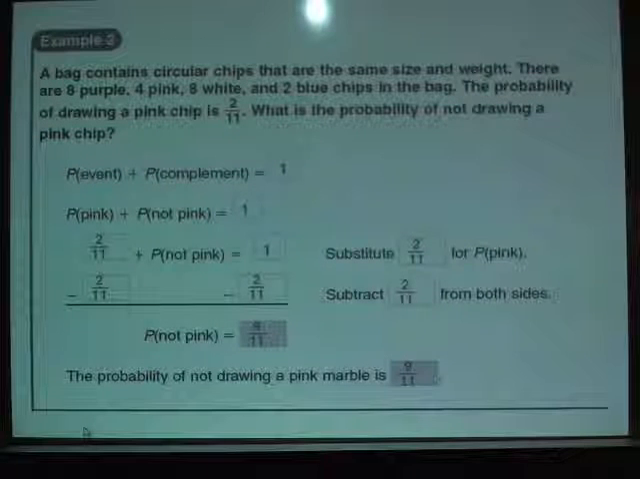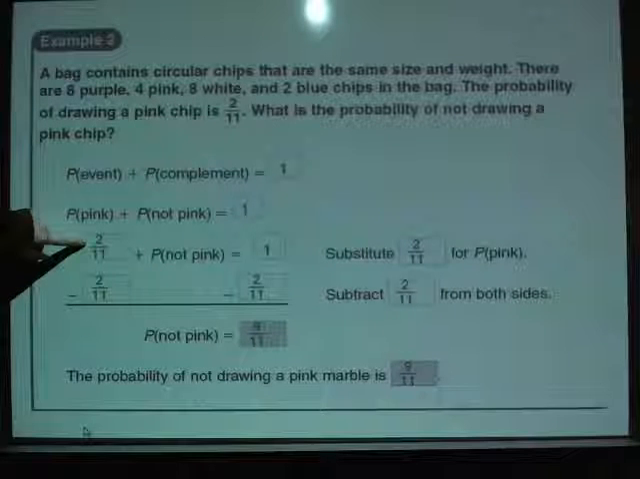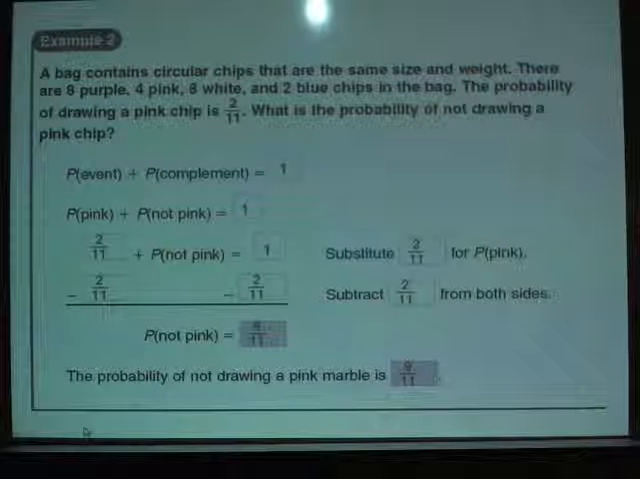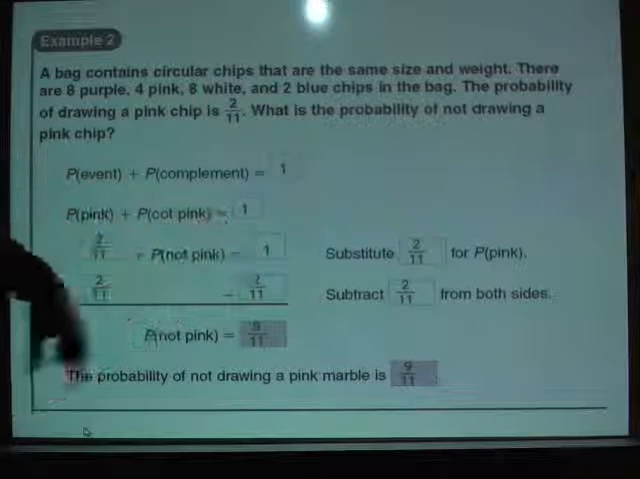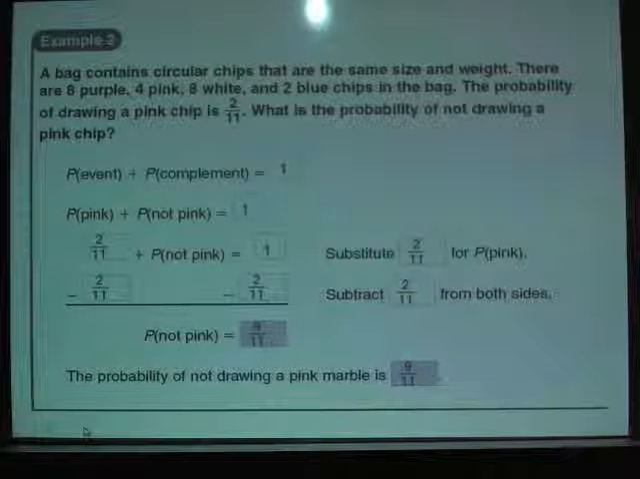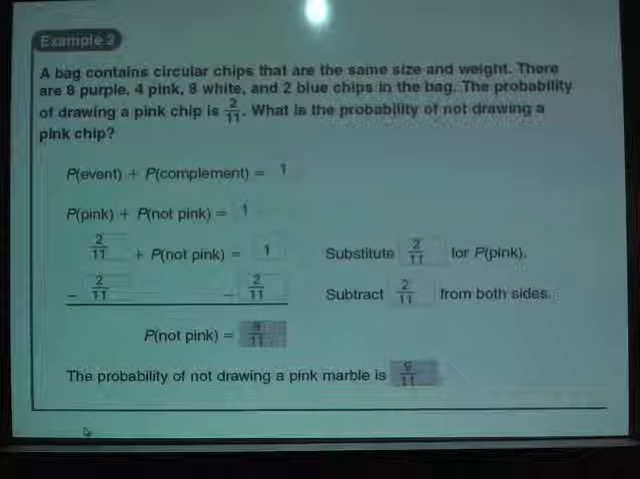Okay, so if pulling pink happens 2 out of 11 times, how many times does not pulling pink happen? Well, remember, these two have to add up to be 1 or 100%, everything. So you need the other fraction there that you're going to give me for not pink to make those two fractions add up to make an equivalent of 1. Well, that means not pink has to pull up 9 out of 11 times, because 9 out of 11 and 2 out of 11 go together and make 11 out of 11, or a full 1. So that means not pink pulls up 9 out of 11 times.